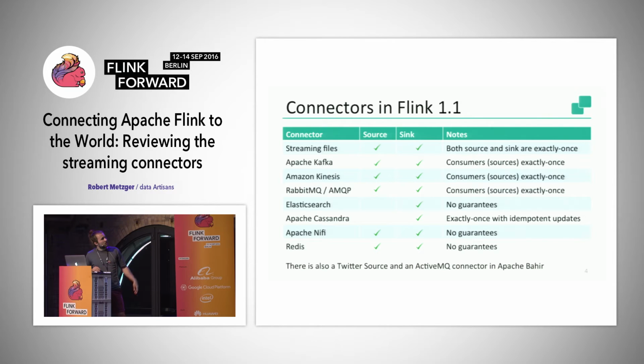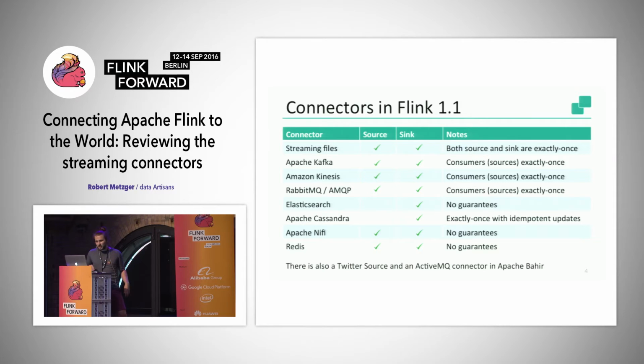Oh, by the way, we're also going to have a look at whether the source and the sink provide exactly once semantics or not. Because some sources, due to the nature of how they work, cannot really provide exactly once semantics when reading from them, only at least once. Or some don't provide guarantees, but for files, we have exactly once guarantees.